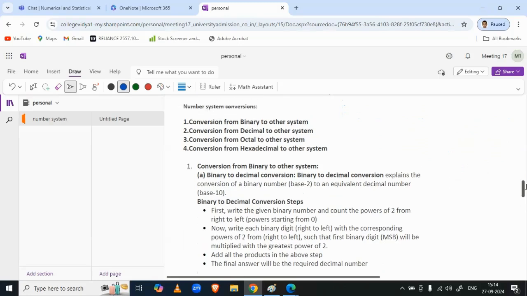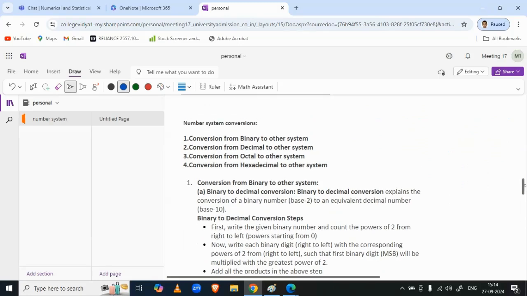Now the number system conversions. Here we will discuss conversions from binary to other systems: binary to decimal, binary to octal, and binary to hexadecimal. After this, we will discuss decimal to binary, decimal to octal, and decimal to hexadecimal. Next, octal to binary, octal to decimal, octal to hexadecimal. After this, hexadecimal to binary, hexadecimal to decimal, hexadecimal to octal. First of all, we will start with binary to other systems.